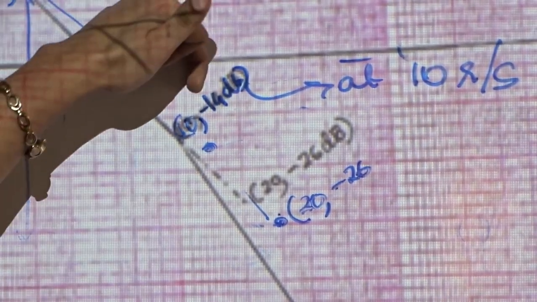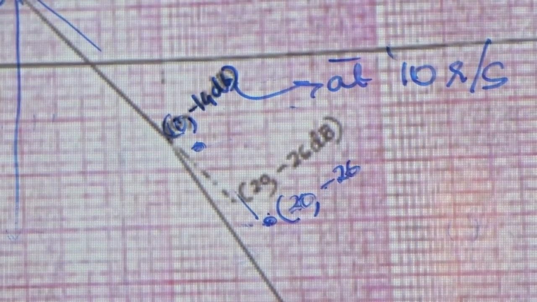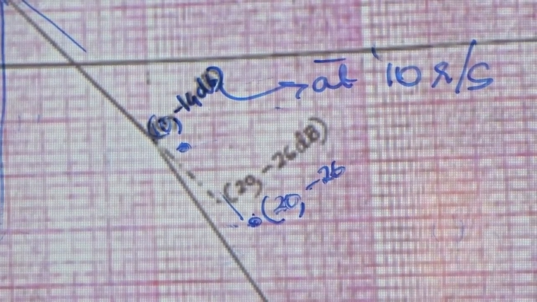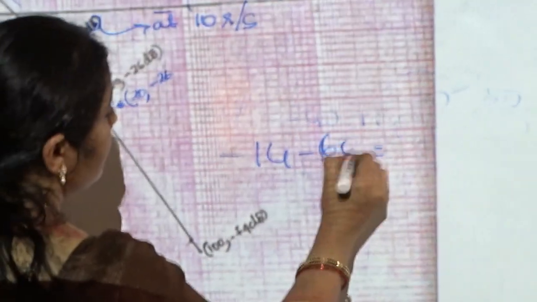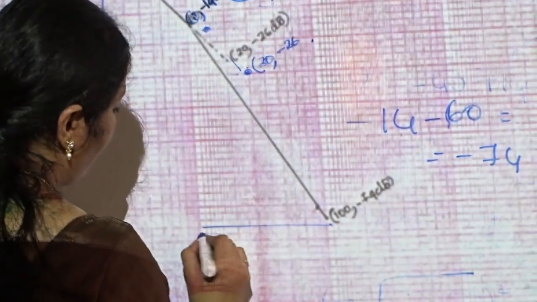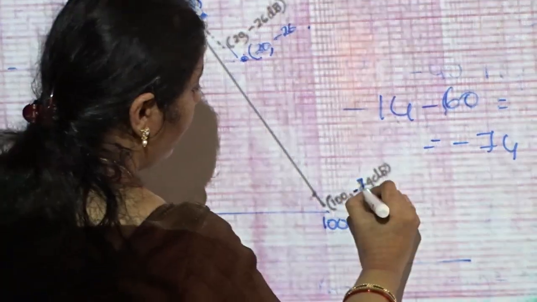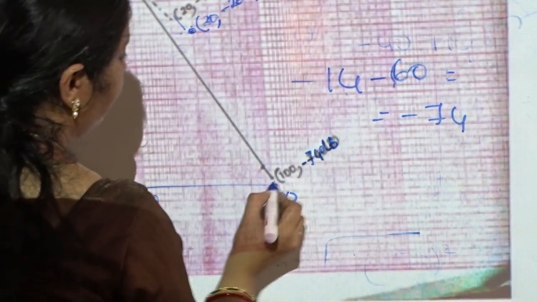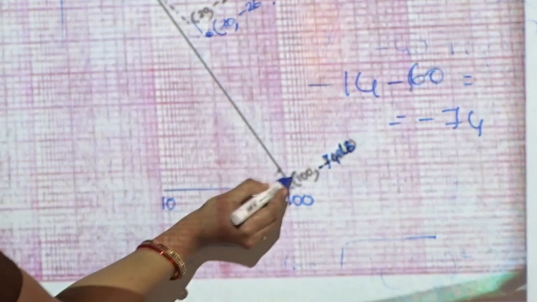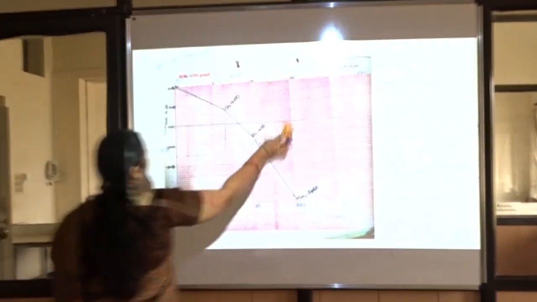When a pole is getting added here, the slope changes to minus 60. So minus 14 minus 60 will be minus 74. And what is 1 decade from 10? It will be 100. So from 10 to 100, at minus 74 dB, mark this point and join these two. Okay, this will be the entire magnitude plot.